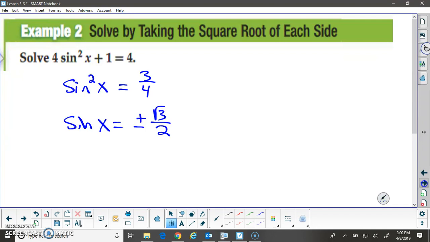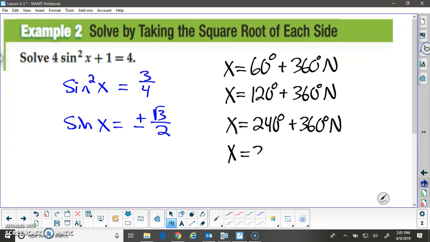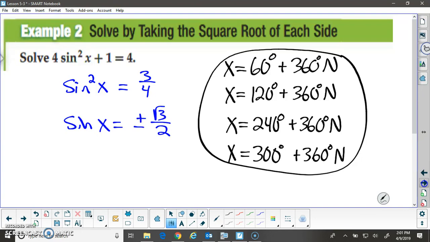So if we look at the unit circle, we're looking for y values equal to square root of 3 over 2, and that would be at 60 degrees. And it would also be at 120 degrees. And then we'd look for the sine value of negative root 3 over 2, and that'd be at 240 degrees. And also at 300 degrees. So we got 4 expressions that would satisfy this problem.